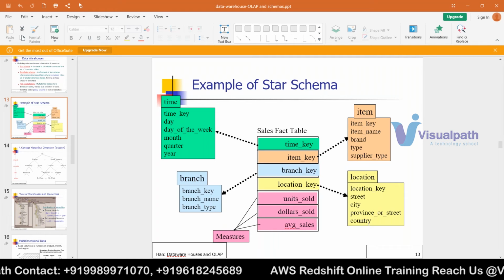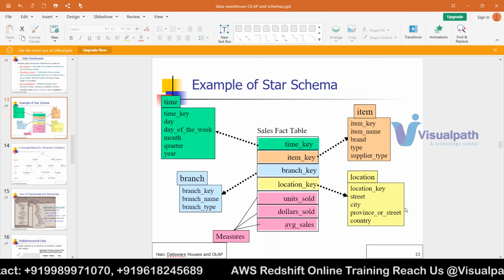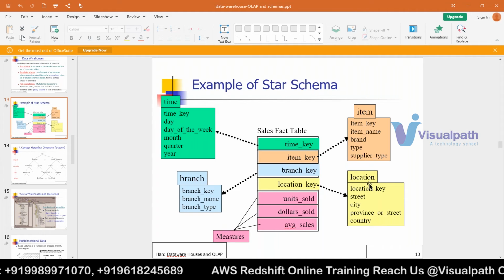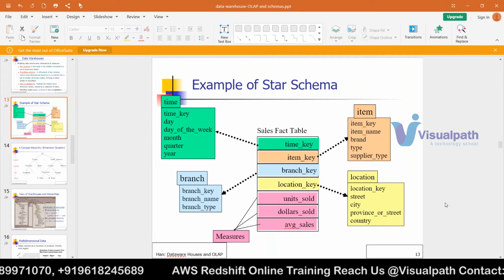For example, location is divided into region and country. Region will have region columns, and country will have country, city, state columns.